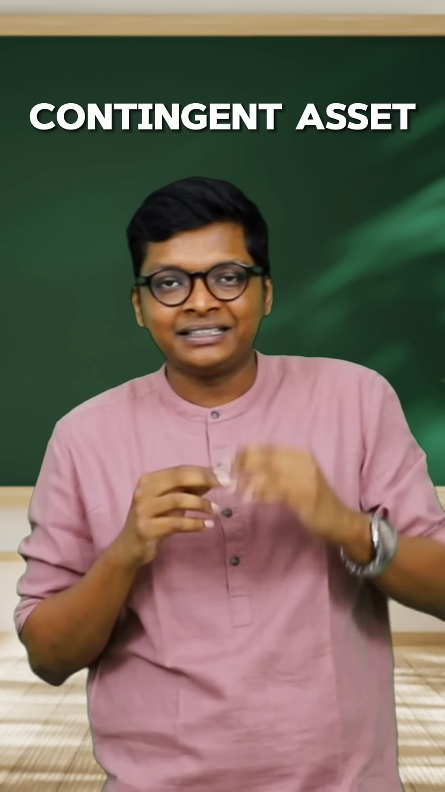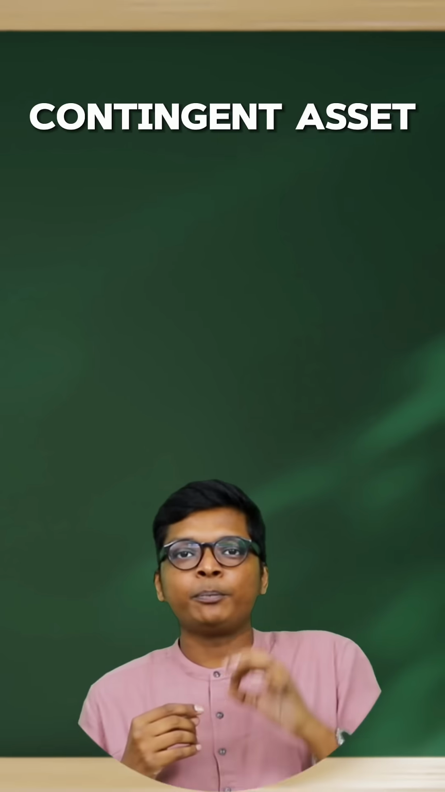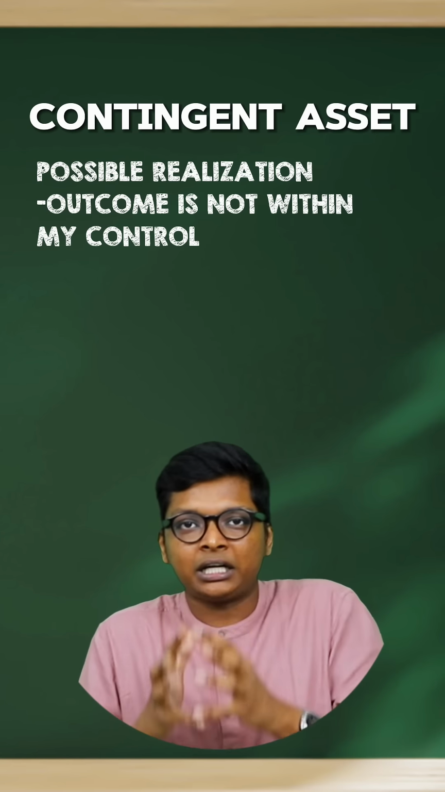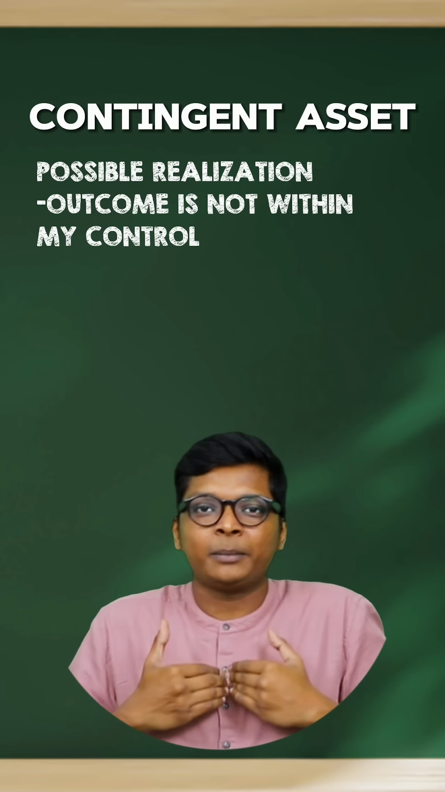Last one, contingent asset, is the opposite of contingent liability. Instead of a possible obligation, it's a possible realization where the outcome is not within my control. Occurrence or non-occurrence depends on one or more future uncertain events not within my control.